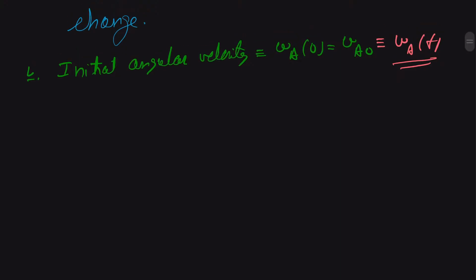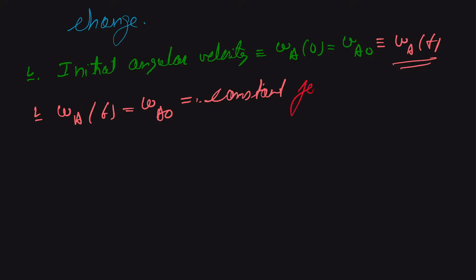Or in simpler terms, we can write that our ω_A(t) is equal to ω_A naught, and that will be constant for all time t during the transfer.